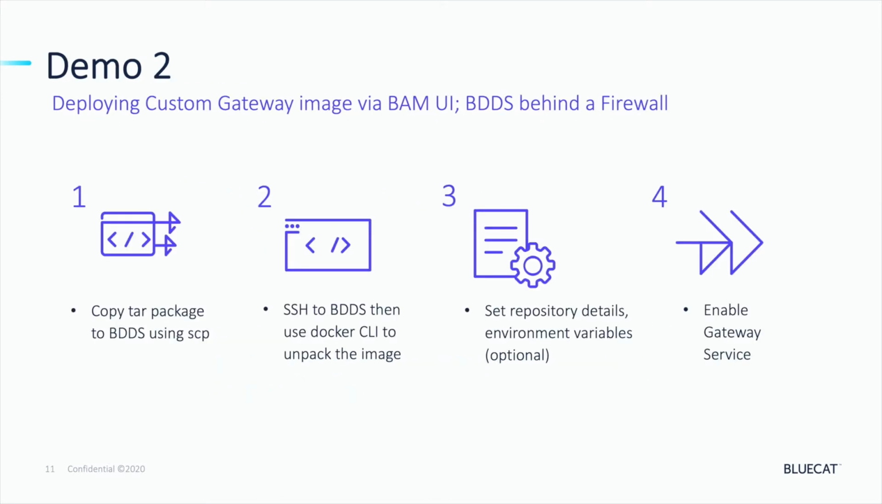Demo 2, deploying a custom image when BDDS is behind a firewall. Deploying a custom image for production is basically a 4-step process, excluding the prerequisites. You're going to copy the tar package directly to the BDDS. You're going to SSH into the BDDS and use the Docker CLI to unpack the image. Then you will return to the Address Manager UI and set your repo and password if necessary, and any other environment variables, and enable Gateway service.